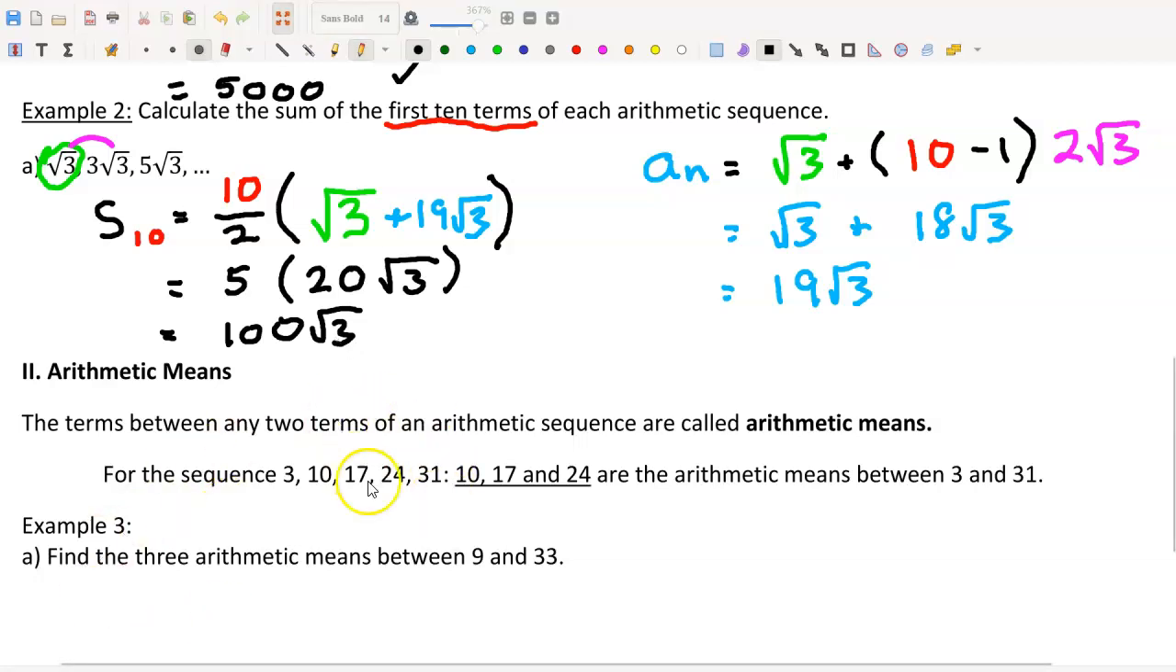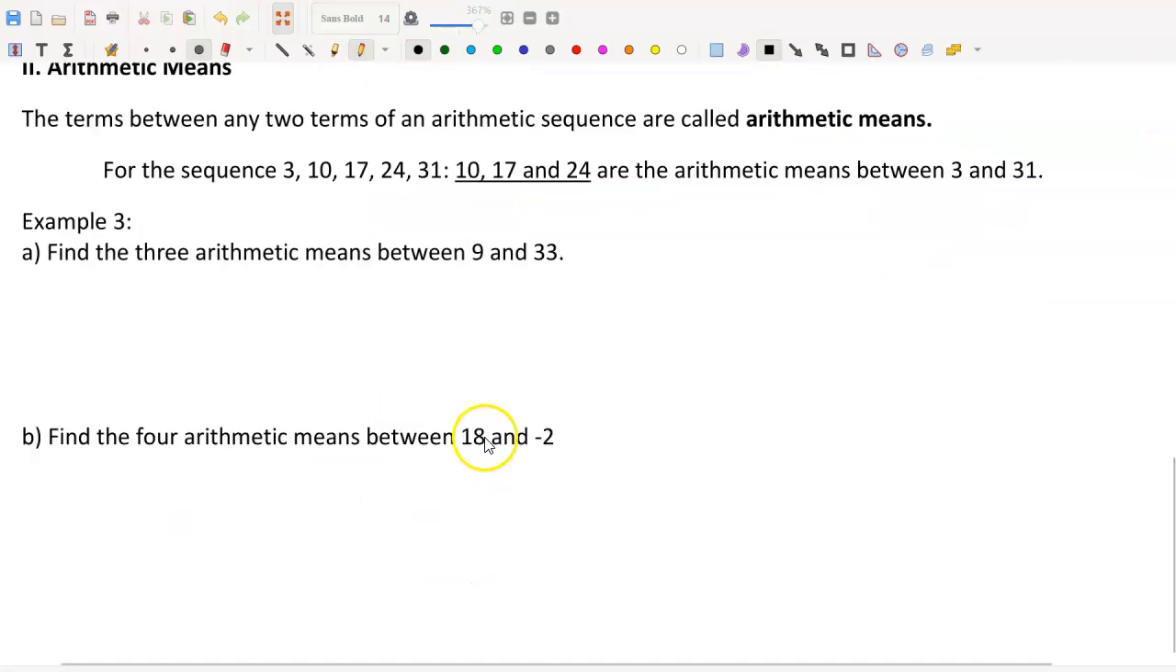Lastly, we have some problems dealing with arithmetic means, which just means the in-between numbers, really. So if we look at this sequence right here, there are 3 numbers in between the first and the last, and those are called the arithmetic means. So you're going to be given the first and the last. That's going to be the first, that's going to be the last.